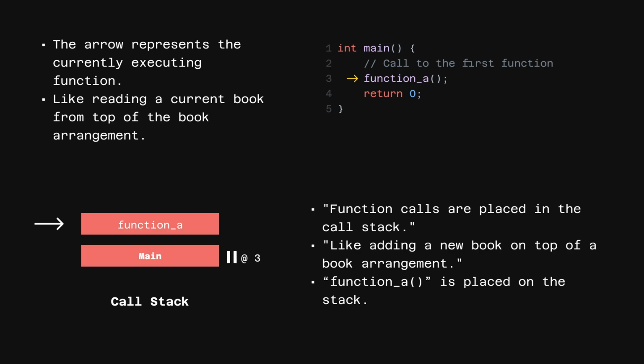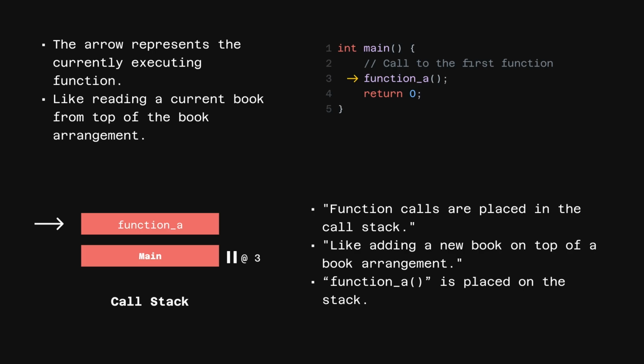Let's say you're reading a book and you come across a reference to another book. You don't just ignore it, right? You'd probably pause your current reading, go find the referenced book, and read it. Function calls work in a similar way. When a function is executing and encounters a call to another function, it pauses its own execution, adds the new function to the call stack. Think of this as a list of functions waiting to be finished, and it starts executing the called function.